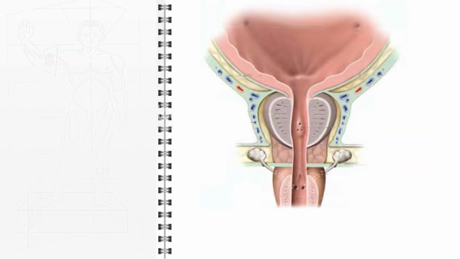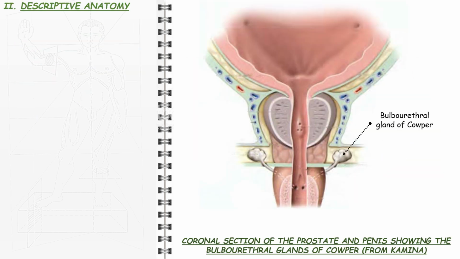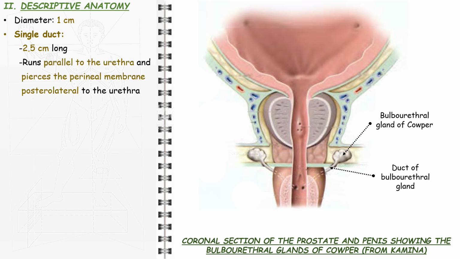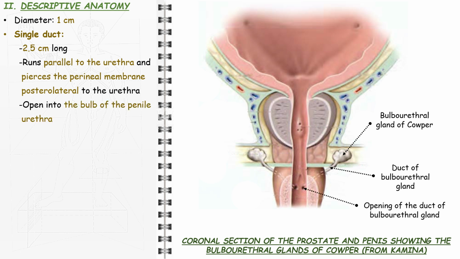The diameter of the bulbourethral gland doesn't exceed 1 cm. Its single duct is 2.5 cm long. It runs parallel to the urethra and pierces the perineal membrane posterolateral to the urethra. They open into the bulb of the penile urethra. The gland of Cowper is a tubulo-alveolar gland that has a role in the lubrication of the genital tract during copulation.